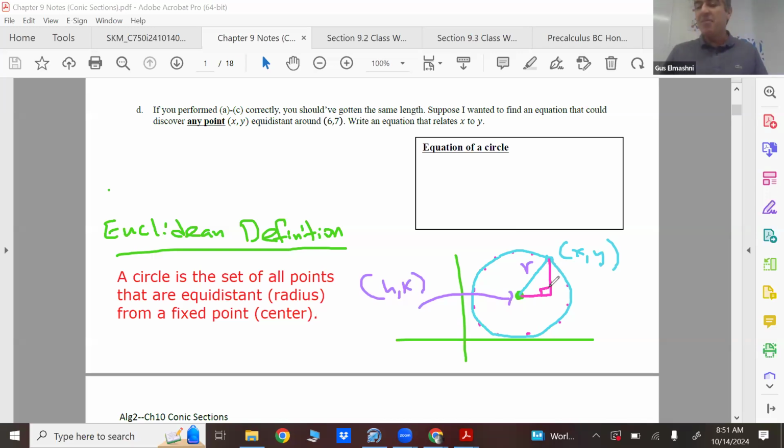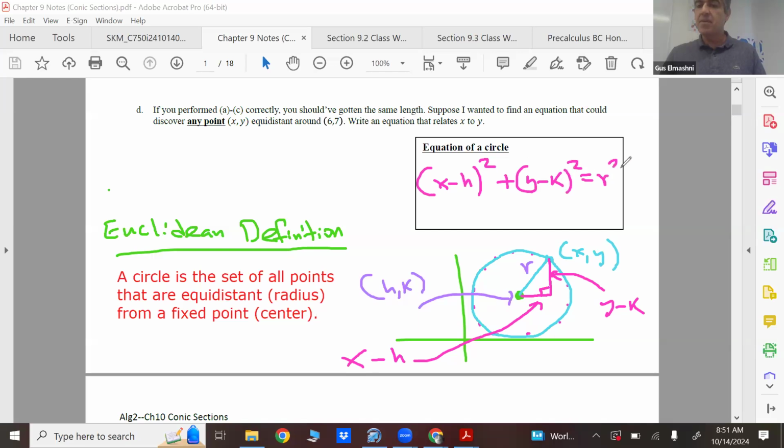Anyway, so yeah, what's the horizontal leg going to be called? That's the difference in the x coordinates, right? Between the center and the point on the circle. And what would you call this side? So if I do the Pythagorean theorem, what do you get? You get a relationship for the circle, which is the equation of the circle. Equals r squared. Yep, that's it. That's all it ever is.